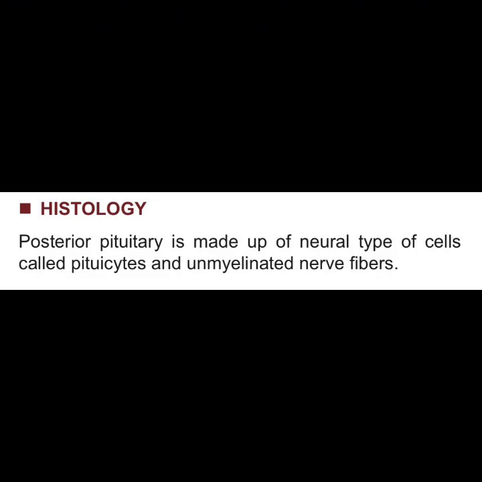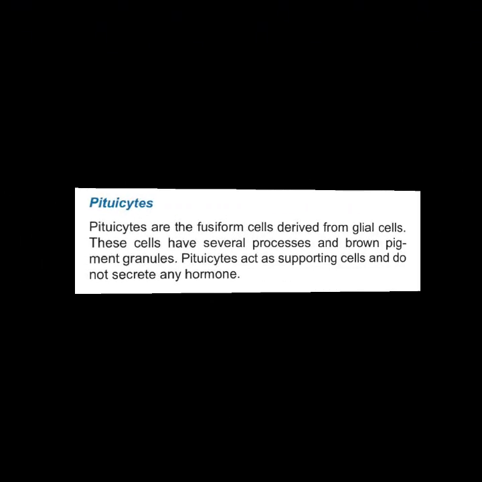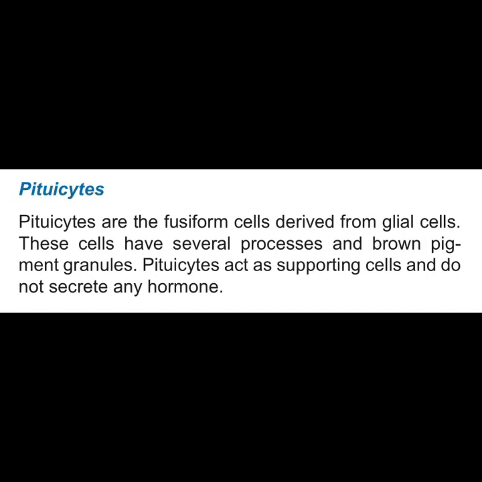The way you have chromophore and chromophobe cells for the anterior pituitary gland, you have pituicytes here, which are the newer type of cells in the posterior pituitary gland. So we call them pituicytes, and they contain unmyelinated nerve fibers. So since we know about the pituicytes, what are pituicytes now? Pituicytes are fusiform cells derived from glial cells.